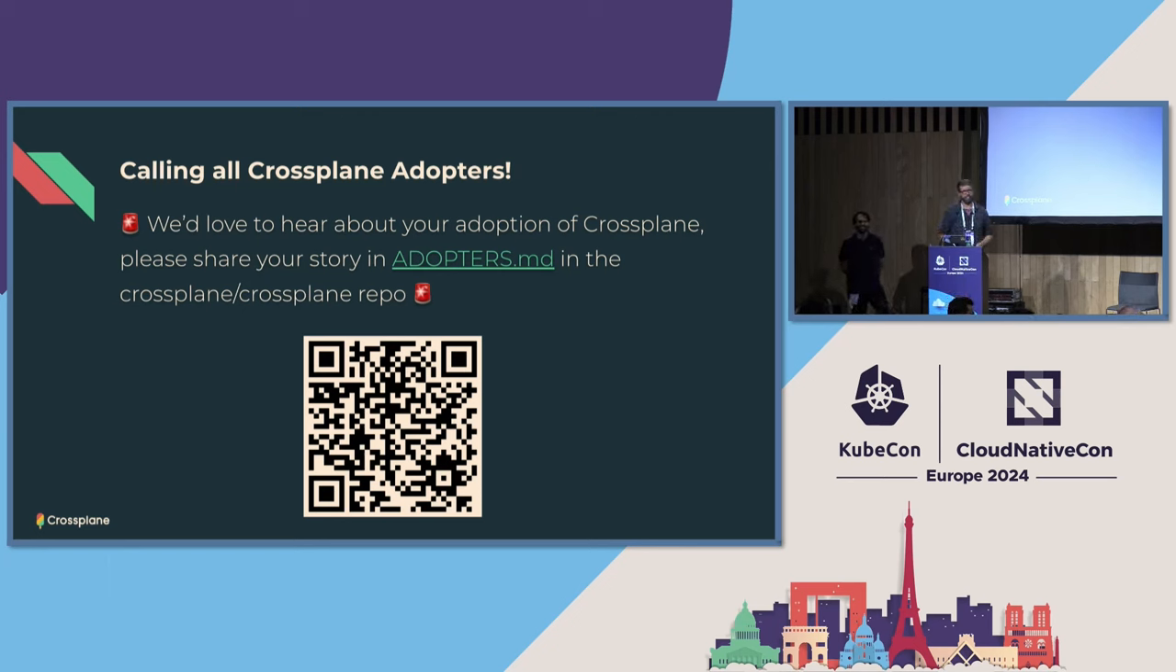A question about dependencies: can we create dependencies in such a way that, say, before I create a Postgres database, I need to wait for a VPC to be created? Can we do that with Postgres?